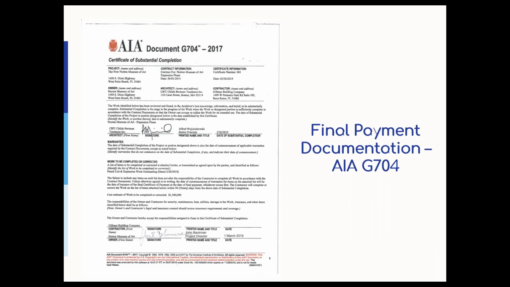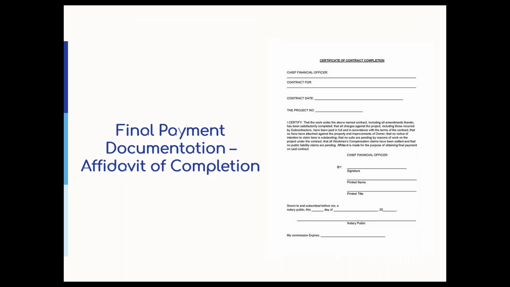Okay, so I mentioned that the final payment request also needs to have an AIA G704 if the contractor uses it. Basically, this is saying that the project is substantially complete. If they do not use the AIA forms, you can submit an affidavit of completion. Again, I have a template for this as well. If your contractor does not have one, I'm happy to share our template with you. Just shoot me an email.